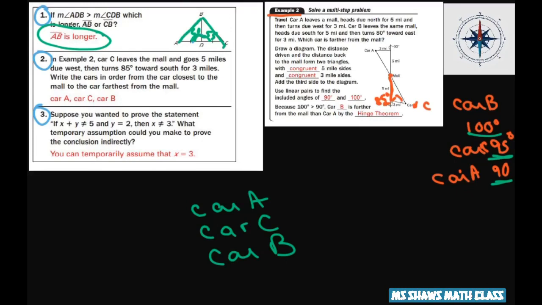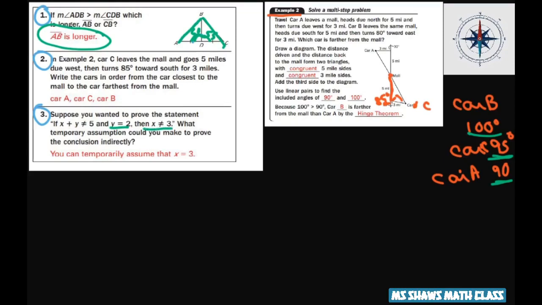Suppose you wanted to prove the statement that x plus y does not equal 5 and y equals 2. Then x doesn't equal 3. What temporary assumption can you make to prove the conclusion indirectly? So if you look at it, if y is 2, then x has to be 3.